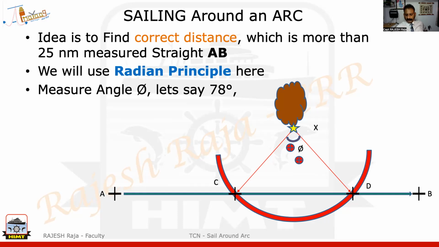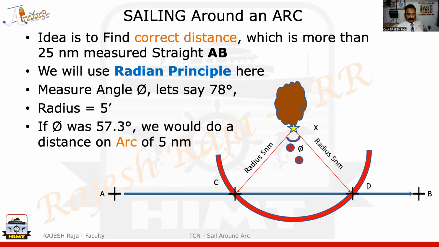Radian principle says that 1 radian is 57.3 degrees, and that 57.3 degrees, what it subtends is the radius of the circle. Here we already know the radius of the circle is 5 nautical miles. Why? Because that is what was a safety circle which we have drawn. I know the radius. Now assume this theta, what we got from here measured, is 78 degrees. So I'm going to use this relation.